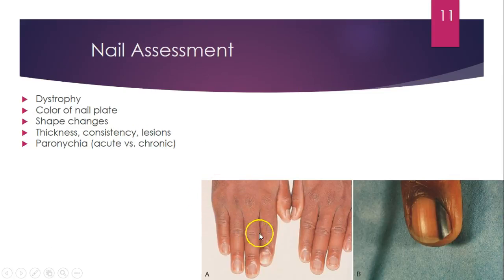We can look at the nails. Are there any dystrophy of the nails? Are there any changes in the color plate? Do they have any petechial hemorrhages? Do they have any changes in shapes that might be affected with poor oxygenation? Do they have any lesions or any fungal infections?